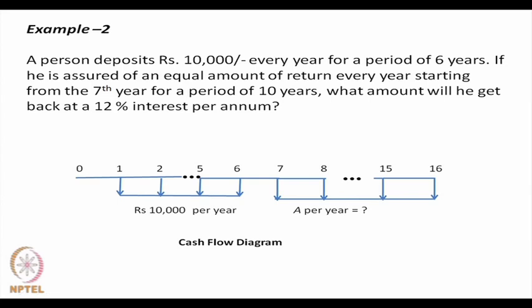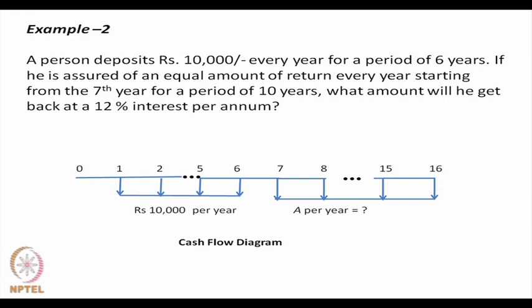Let us now take another example. This is the case of a person who deposits rupees 10,000 every year for a period of 6 years. If he is assured of an equal amount of return every year, starting from the 7th year for a period of 10 years, what amount will he get back at 12% interest per annum?